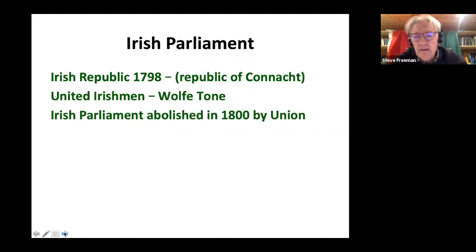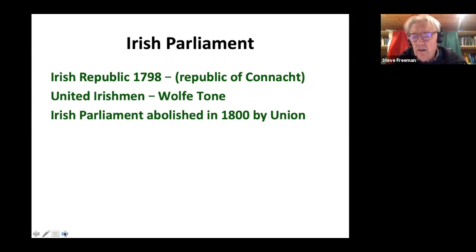But that uprising for a republic was defeated. And as a consequence of that defeat, the Irish Parliament was abolished in 1800. So unionism was the abolition of the Scottish Parliament and the abolition of the Irish Parliament. So the Irish lost their Parliament. So it's gone. It's been negated. Gone and disappeared.